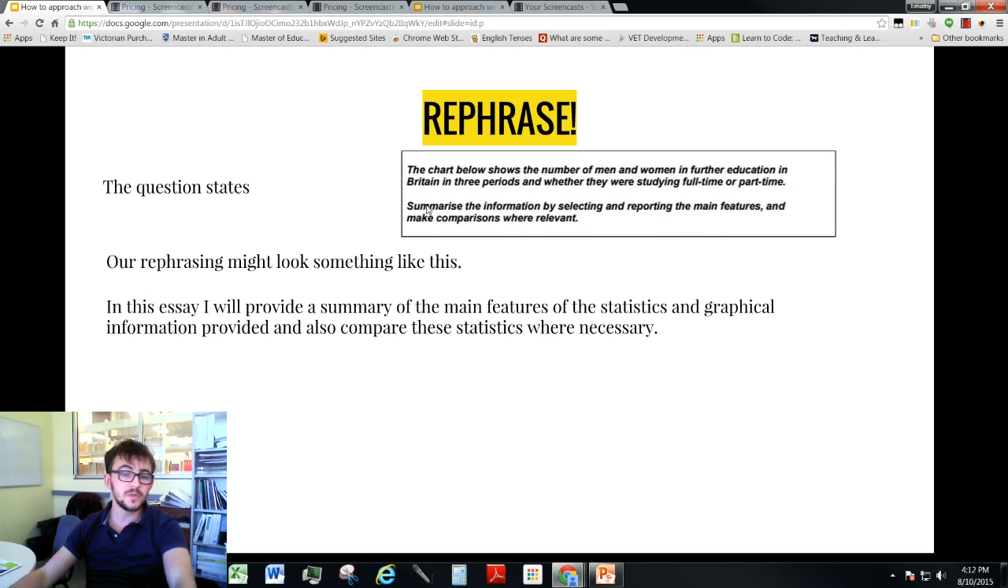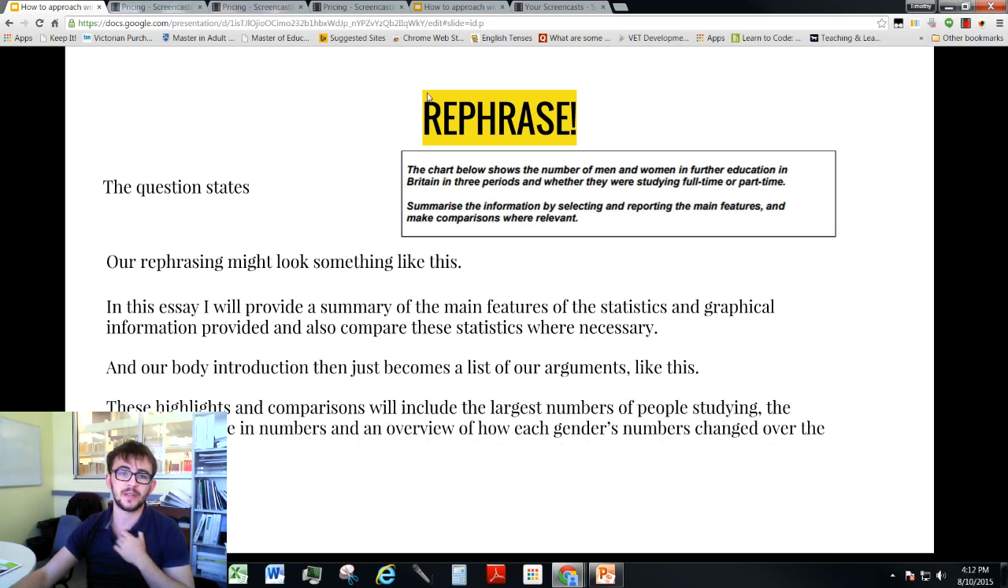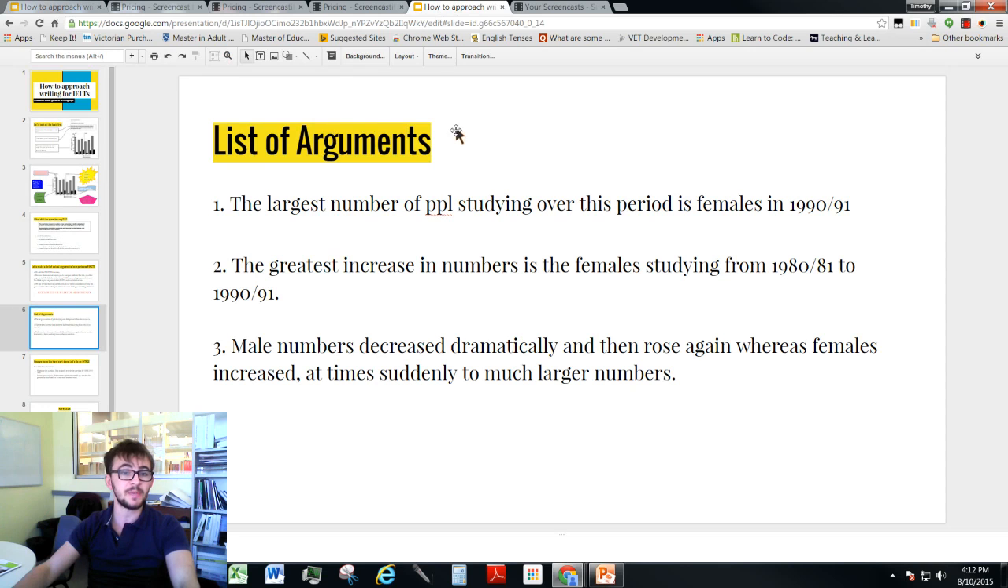So I've used some of the main words from the question to build my rephrasing, which is absolutely fine. It shows that I have understood the question. We then, in the second part, make a list of our arguments like this. So I've said these highlights and comparisons will include the largest numbers of people studying, right? Largest numbers of people studying. Here's my list of arguments.